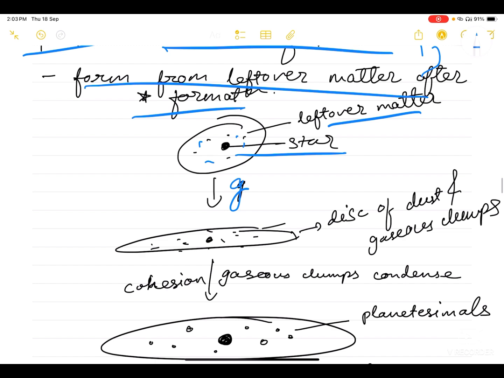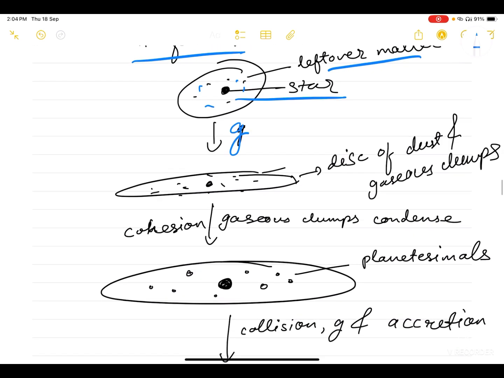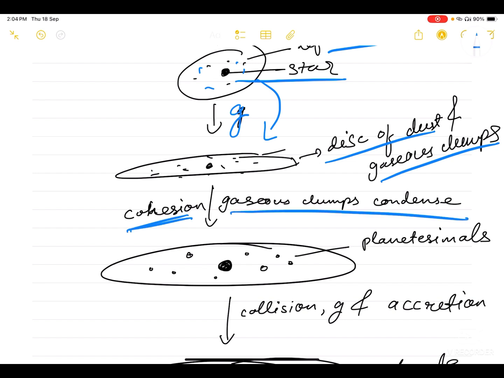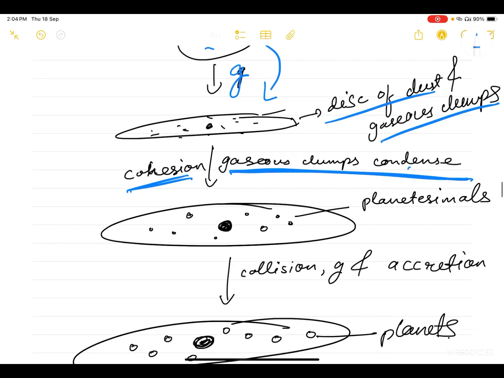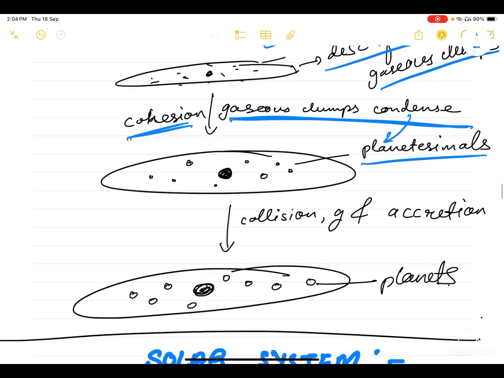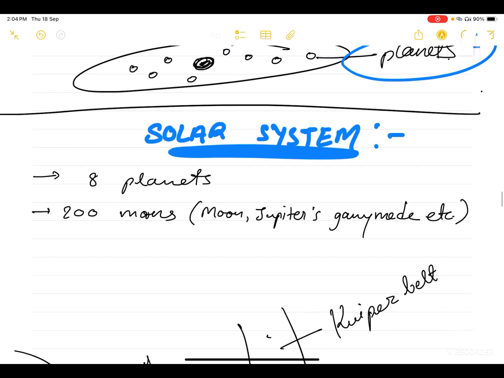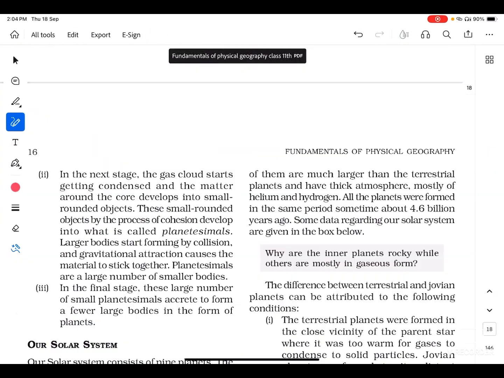This again undergoes gravitational force. The gravitational force starts acting, and as the cloud shrinks into a disk of dust and gaseous clumps, cohesion starts happening, gaseous clumps start condensing, and as they condense, planetesimals form. Planetesimals are nothing but larger bodies containing many smaller condensed clumps. They undergo more collision, gravitational force, and accretion, which eventually lead to the formation of planets. Finally, our solar system.